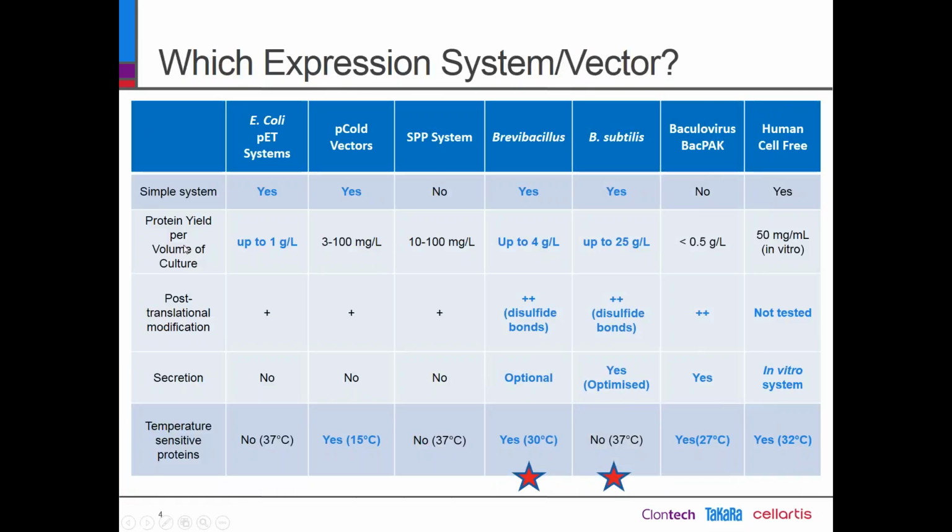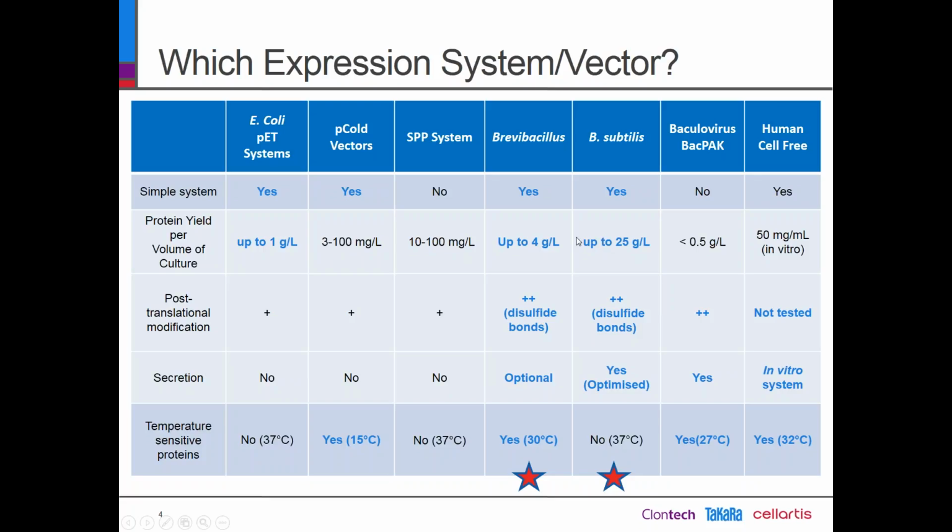Let's look at the yield that you can get. As I said, the easier systems usually have the advantage of being able to supply a lot of protein. So with E. coli systems, you can get up to 1 gram per liter of culture. The P. cold, it's a bit lower. Puribacillus, they are very good.